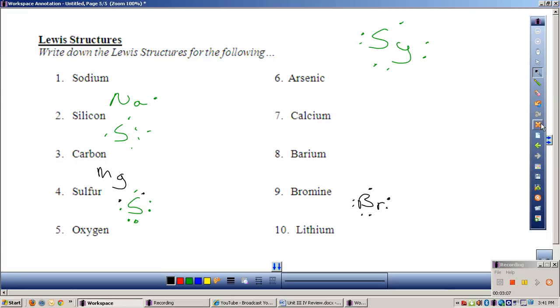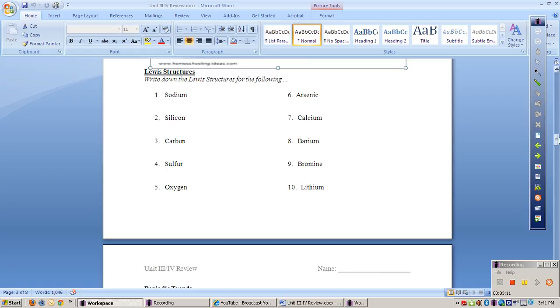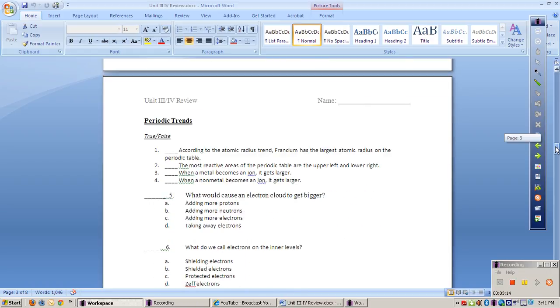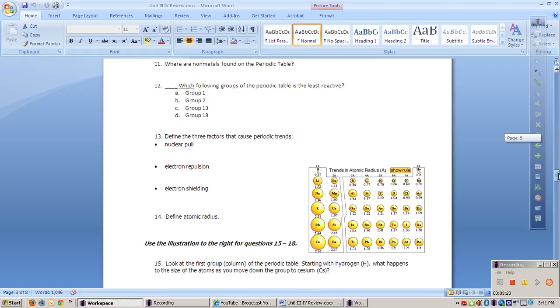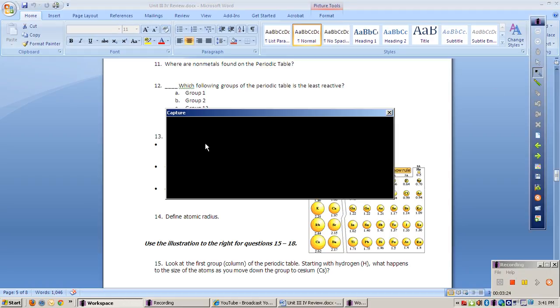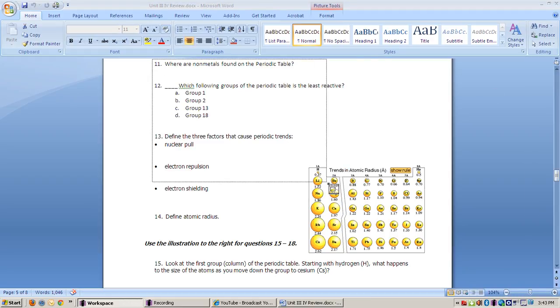Any questions? All right, good. If you have questions at home, like I said, just do a YouTube search for how to fill in Lewis dot structures. All right, so right here, periodic trends, we're going to skip this because what I want to do is go into actually talking about the periodic trends first. And then, so let's do that. We're looking at number 11.